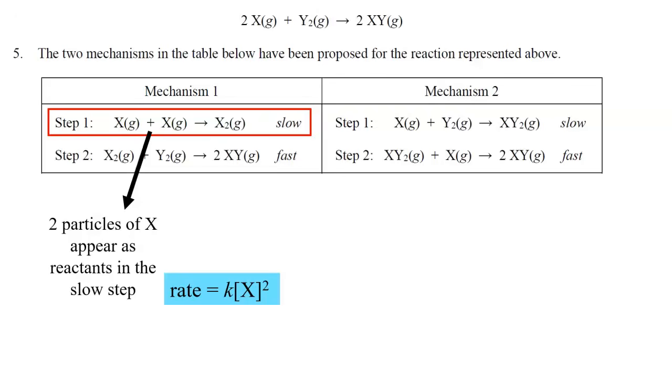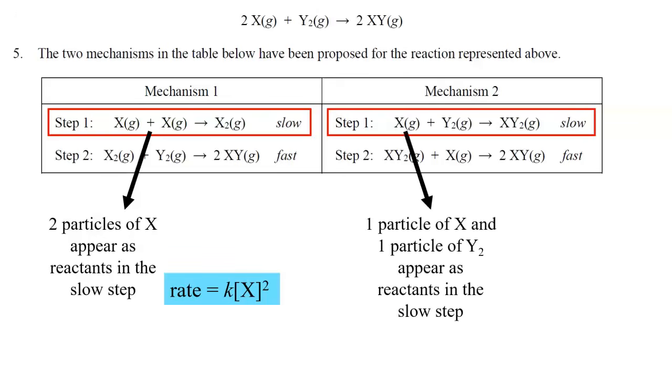Again, in the slow rate determining step, I'm only working on the slow step. I'm not looking at the fast step. Now for mechanism 2, the first step is also the slow step, but this time, instead of 2 particles of X, I see 1 particle of X and 1 particle of Y2 that appear as reactants in that slow rate determining step. So the rate law for mechanism 2 is different than the rate law for mechanism 1. The rate law for mechanism 2 would be first order with respect to X and first order with respect to Y2. Again, based on the molecularity, there's 1 particle of each, so first order with respect to each substance.